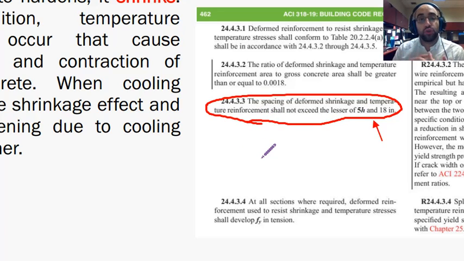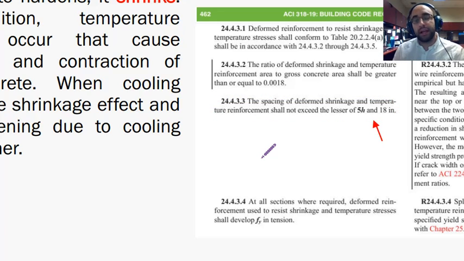Shrinkage reinforcement should not provide any strength. It is not there to give us any strength, so it does not really need any analysis. What I need to do is to just provide some reinforcement in a certain spacing condition to just have the shrinkage reinforcement in the slab. And as you can see, the spacing is the smaller of 5h or 18.